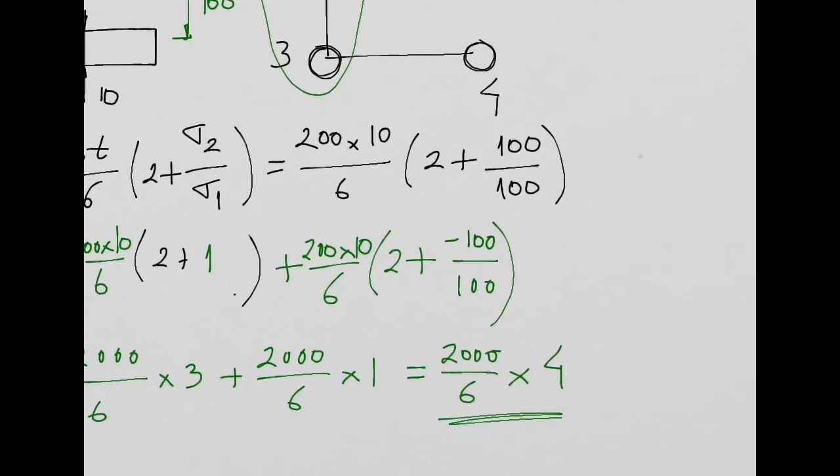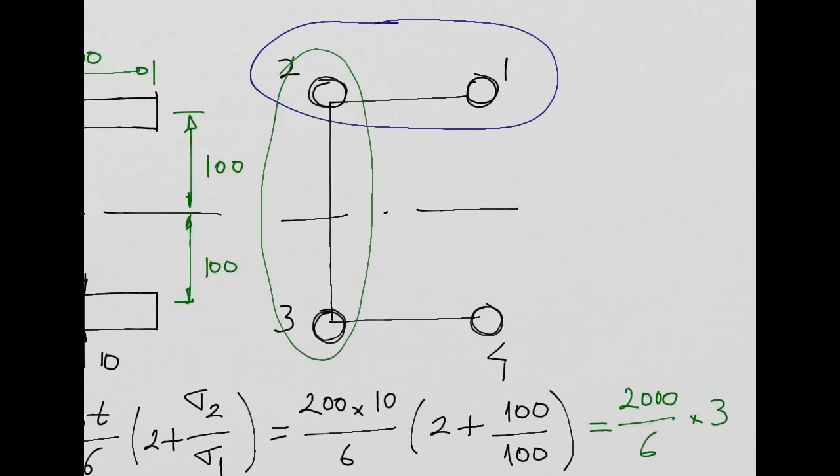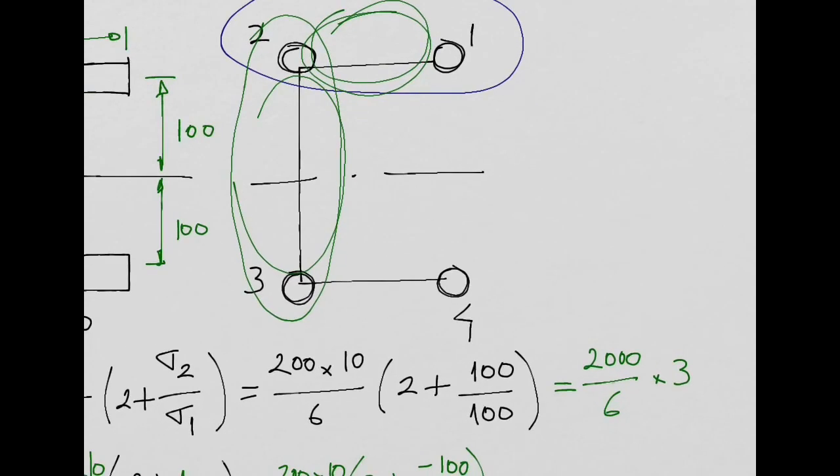The area of boom 1, we can continue, is 2,000 over 6 times 3. So look at this. The area of boom 1 is going to be smaller than the area of boom 2, which makes sense because boom 2 is sharing this vertical plate with this horizontal plate, while boom 1 is only sharing this horizontal plate, so its area needs to be smaller. Everything makes sense. All right?